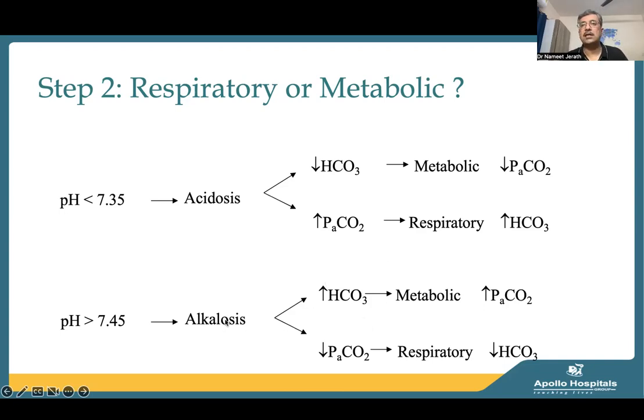Let's say there is alkalosis and the bicarbonate is increased, which makes it a metabolic alkalosis. So if there is metabolic alkalosis, the pH is high. Now the body will try to hold on to the carbon dioxide, to increase the carbon dioxide and to match the pH. So this compensation now is respiratory to a metabolic problem.